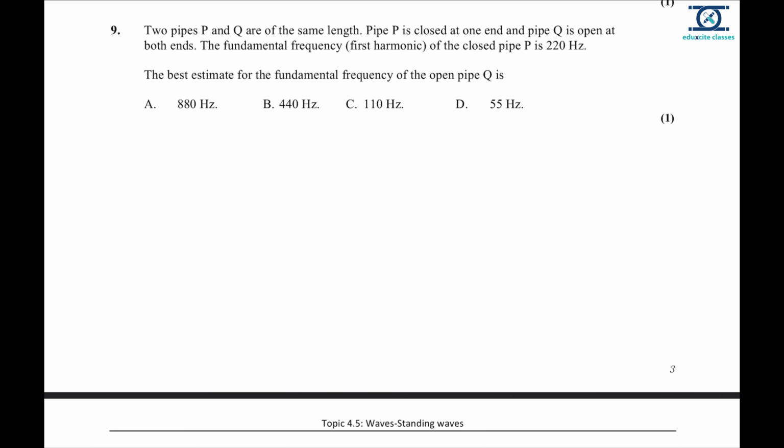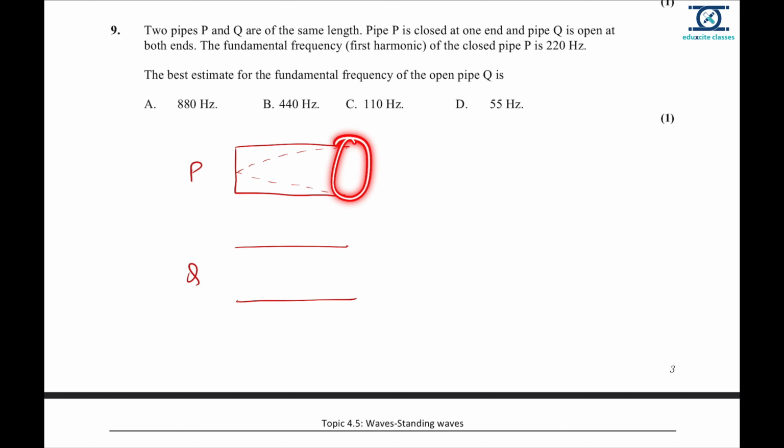P is closed at one end. So let us say this is P, which is closed at one end, and Q is open at both ends of the same length. Let us say this is Q. So at P, the fundamental frequency will be like this: antinodes at the open end and nodes at the closed end. So this is the first fundamental frequency of P.